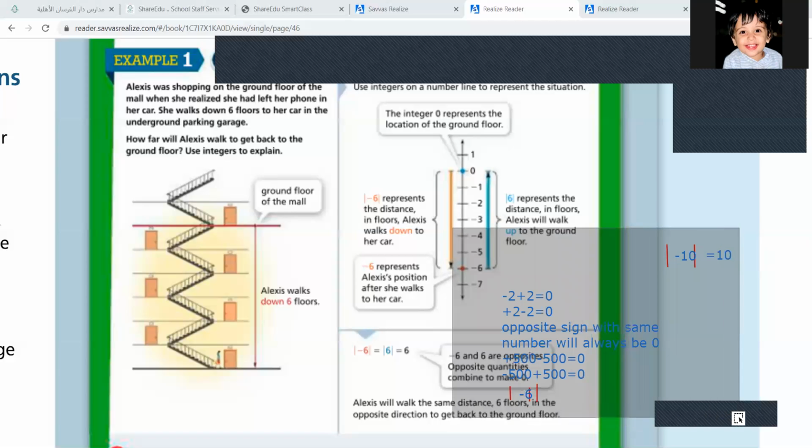Simple, you will remember when you see the bar and a minus sign, you will remove the minus sign. That's it. Okay. You will remove the minus sign.